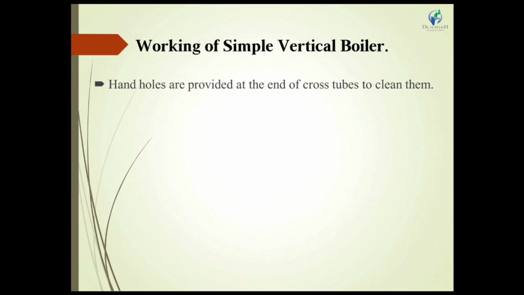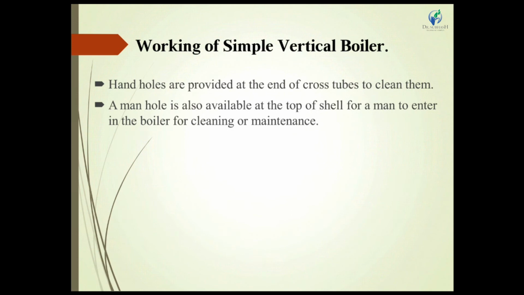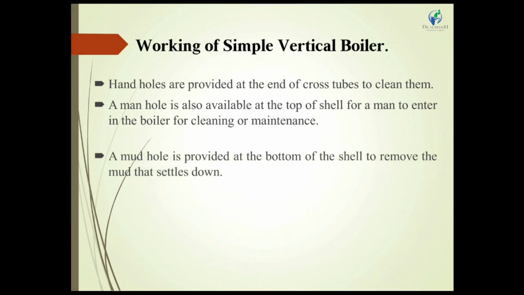Hand holes are provided at the end of the cross tubes to clean them. The manhole is also available at the top of the shell for men to enter the boiler for cleaning and maintenance at shutdown or any stop condition. Whenever the boiler is choked up, cleaning is necessary. At that time the hand holes and manhole are used for cleaning.